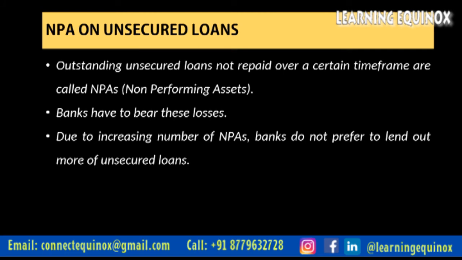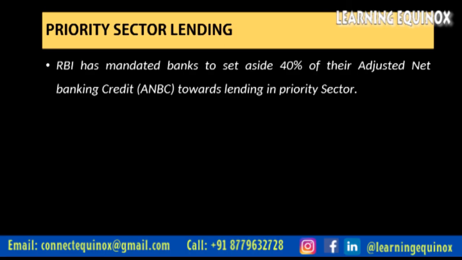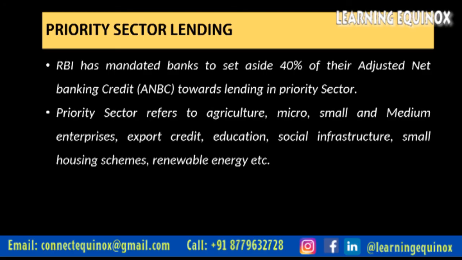There is one more segment of lending called priority sector lending. RBI has mandated banks to set aside 40% of the adjusted net bank credit, which is called ANBC, towards lending in priority sectors. So let us understand what these priority sectors are. Priority sectors refer to agriculture, micro, small and medium enterprises, export credit, education, social infrastructure, small housing schemes, renewable energy and so on. The government wants to focus development in these sectors and thus it categorized them as priority sectors so that banks can set aside a certain portion for lending in these sectors.